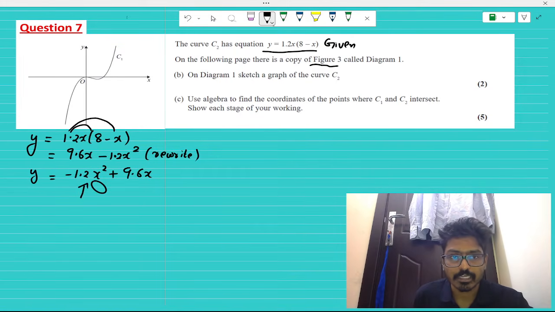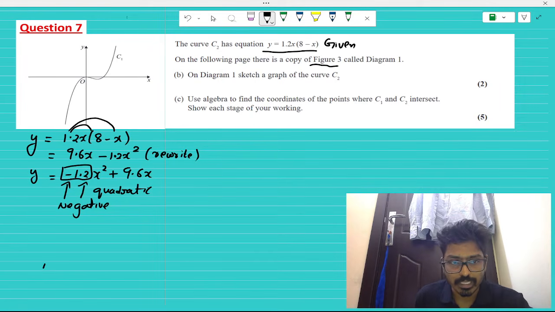So from this it is clear that the given equation is what? A quadratic equation, right? And the coefficient of x squared is what here? It is negative. So whenever the coefficient of x squared in a quadratic equation is negative, we get a curve which would look something like this, right?